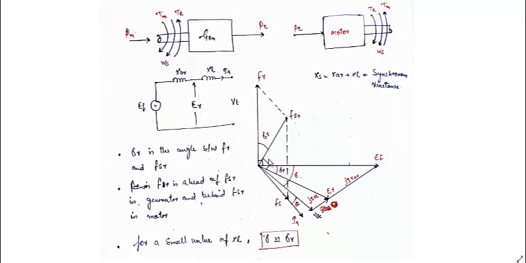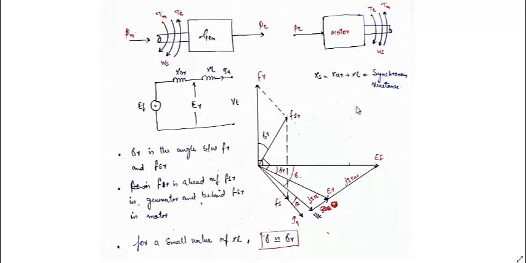Please, if you don't understand this, go to your notes of the synchronous machine. You will understand it more. So this is FR. EF will be lagging this FR by 90 degrees, because you will see that this voltage will be induced. Voltage will be equal to N dφ by dt. The voltage and this flux will have a phase difference of 90 degrees. So if this is FR, this will be EF.